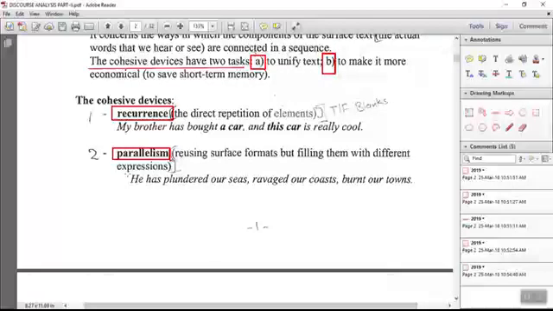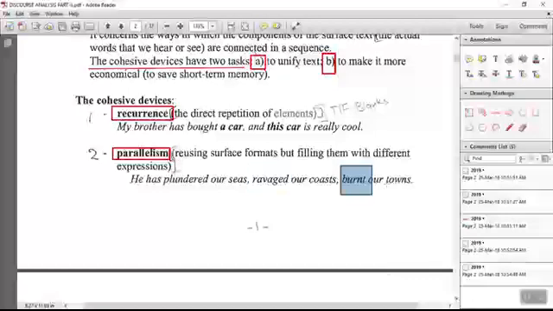You use the same format, the same structure, but the expressions are different, or the words are different. So he has plundered our seas, ravaged our coast, burned our towns. The format is almost the same, but it is filled with different expressions or different words.